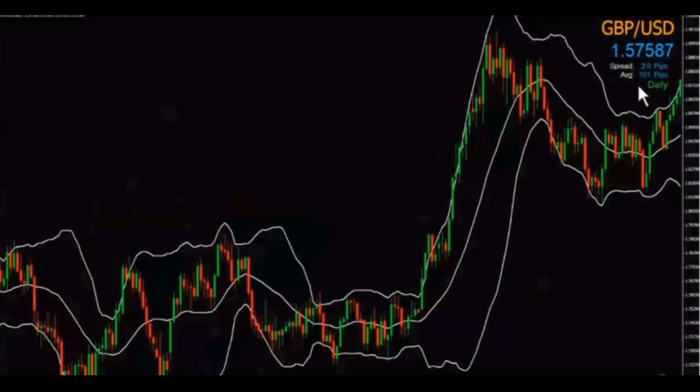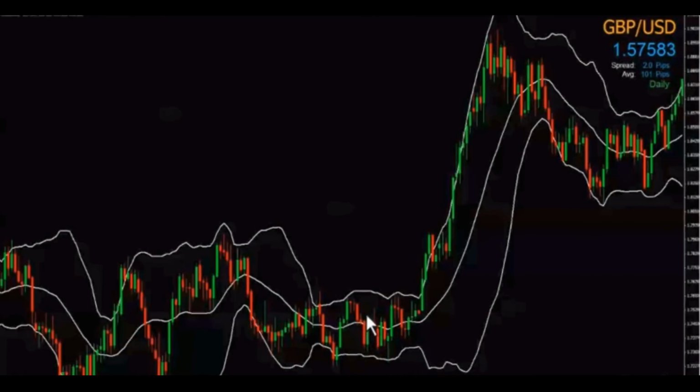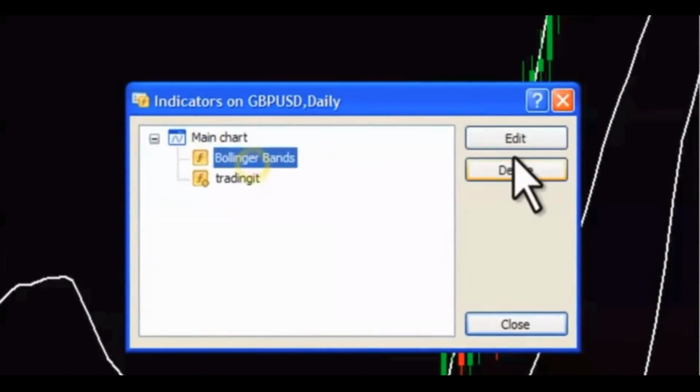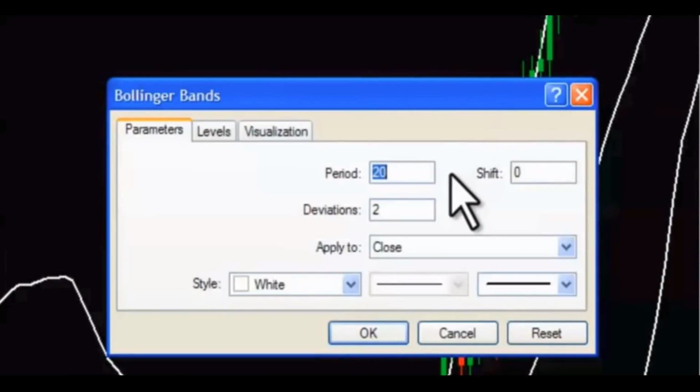The upper and lower bands represent two standard deviations away from the market, and the middle band is based on a simple moving average. There are many combinations that one can use in terms of the Bollinger Bands settings. However, the default and most common settings used are a period of 20 with a deviation of 2.